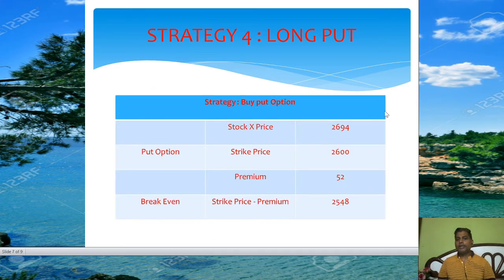Now we'll try to understand this with the help of this table. This strategy name is buy put option. We can also call it long put option. So if the spot price of stock X is 2694 and we buy the put option of strike price 2600 at a premium of 52, the break even can be calculated by subtracting the premium from the strike price. So in this case, it will be 2548.